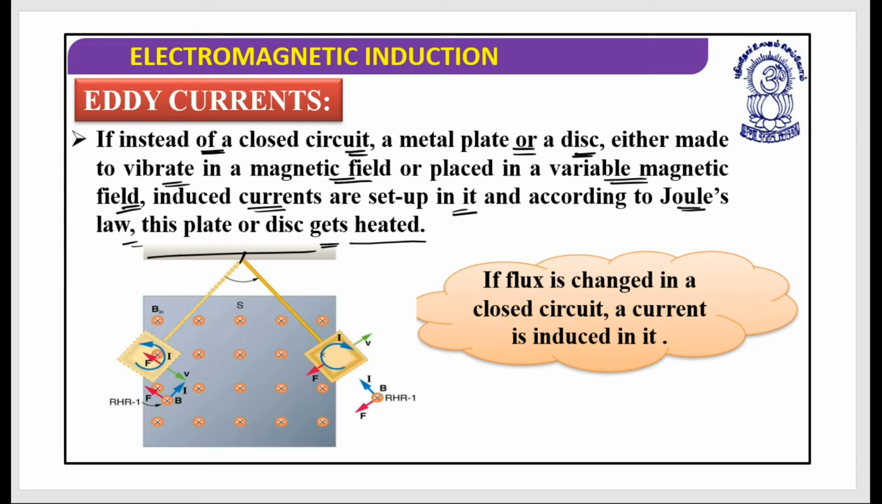support, with the help of, let's say, a string, this metal plate has been connected, and this metal plate is made to oscillate in this magnetic field. And let's say this magnetic field is fixed, or we can say it could be a variable magnetic field, but this is going to oscillate in this, something like this, from here to here and from here to here.